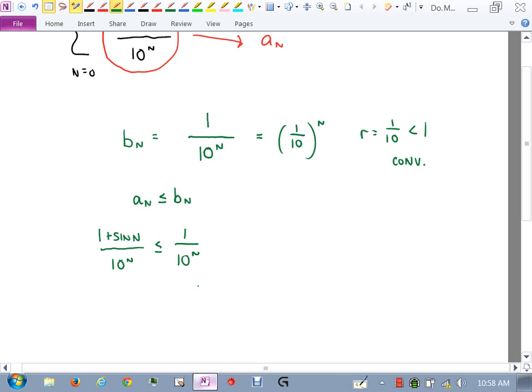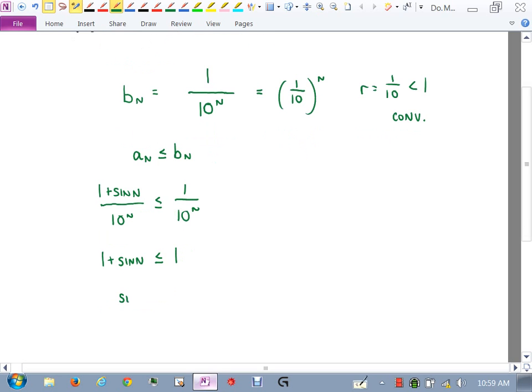If you multiply both sides by 10 to the n, you clear it out, and you just have 1 plus sine n is less than or equal to 1. Then you could subtract 1 on both sides. So you get sine n is less than or equal to 0. Is that true? Not always, because sine's going to oscillate back and forth between 1 and -1. So that's not always going to hold. But this is actually the correct idea.